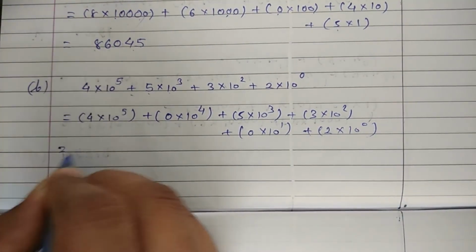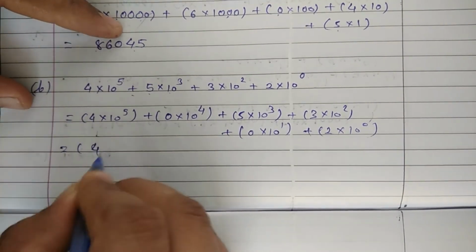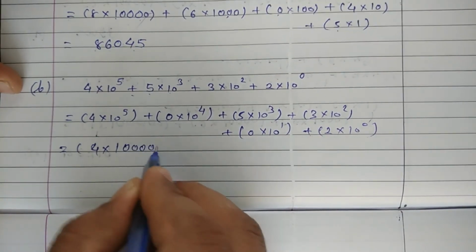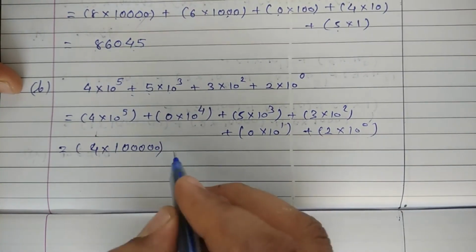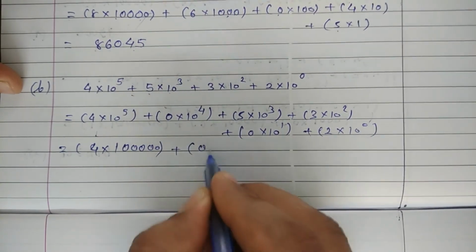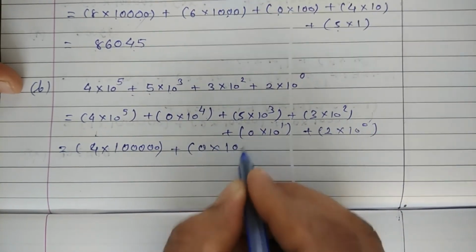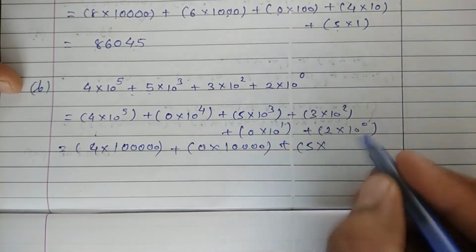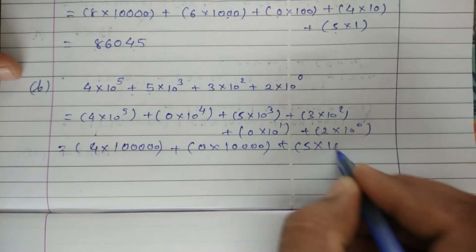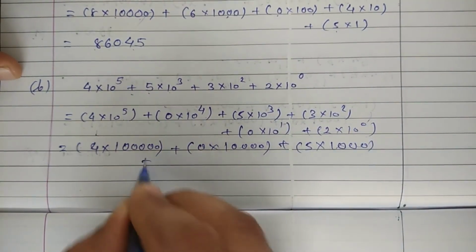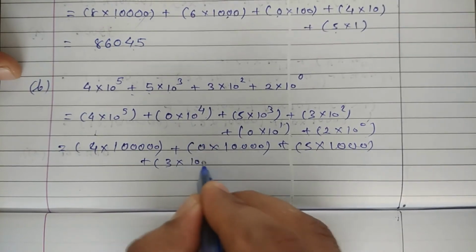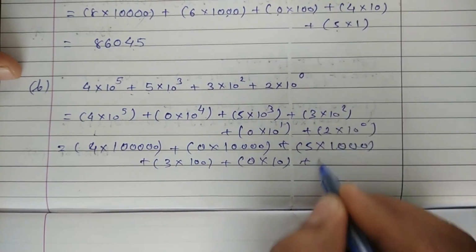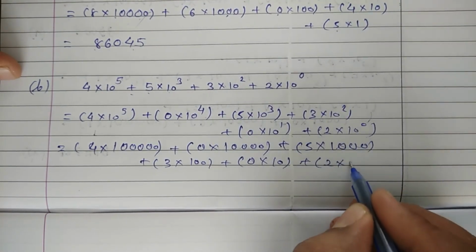So that is equal to, now we can write it as 4 multiplied by 10 raised to the power of 5, means after 1 there are 5 zeros, it is 1 lakh, plus 0 multiplied by 10 raised to the power 4, means 10,000, plus 5 multiplied by 10 raised to the power 3, means it is 1000, plus 3 multiplied by 10 square, it is 100, plus 0 multiplied by 10 raised to 1, that is 0 multiplied by 10, and plus 2 multiplied by 10 to the power 0, that is 1.